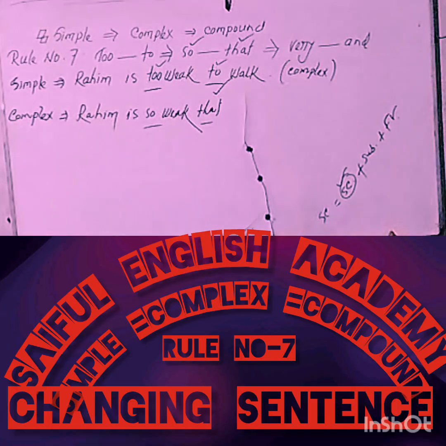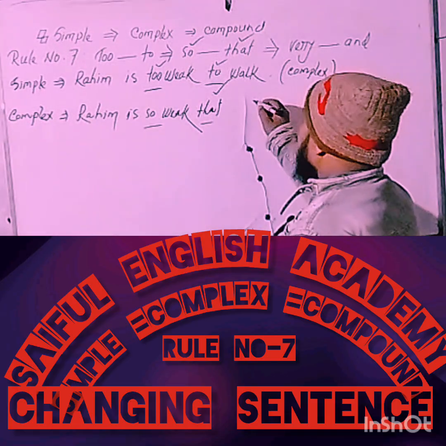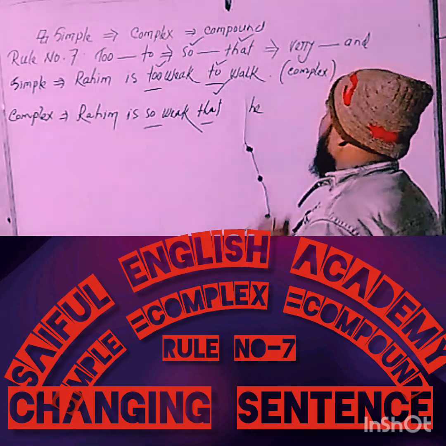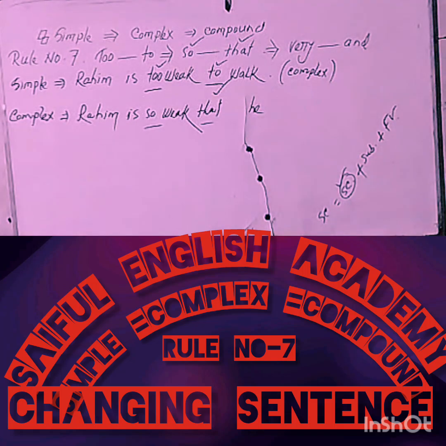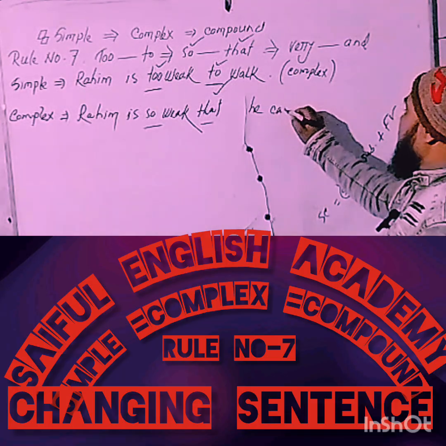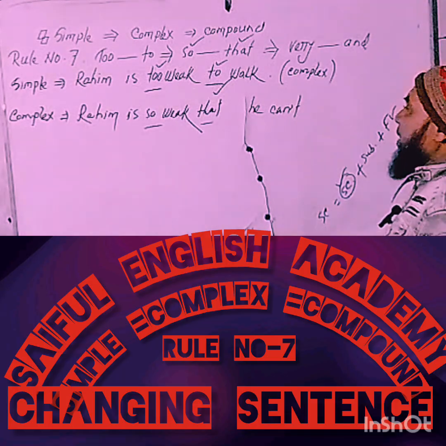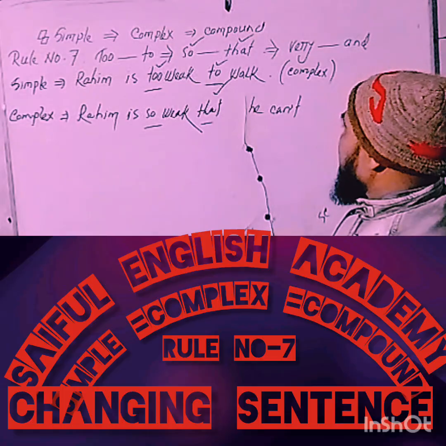Subject, you'll have to write the first subject again. Rohim, first subject Rohim, so you had better write he. Then you'll have to write according to the sequence to express the meaning of the statement. You'll have to use can't or couldn't. Can't or couldn't. You'll have to mind that, my dear learners.